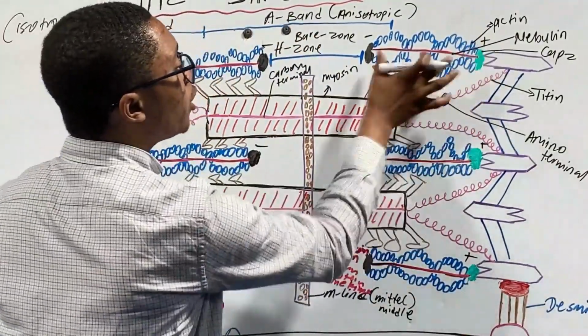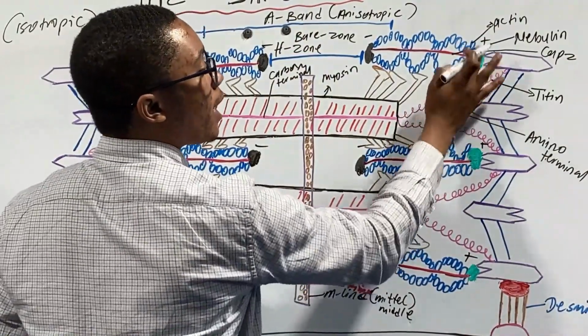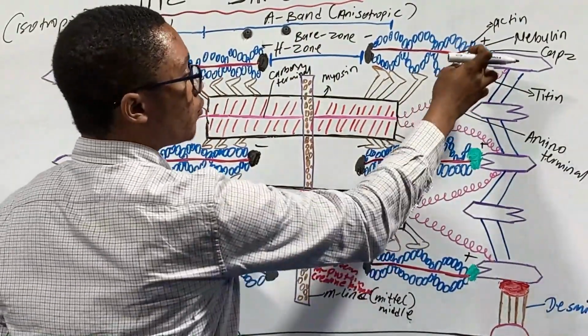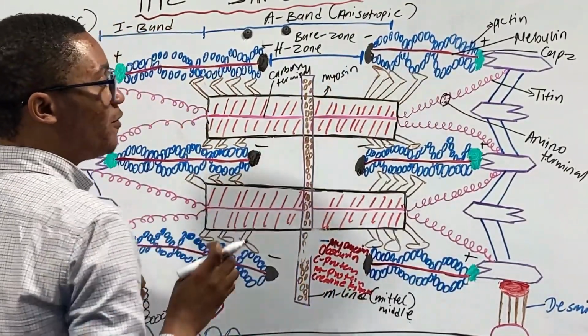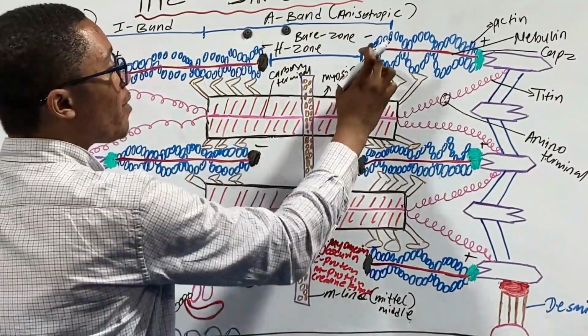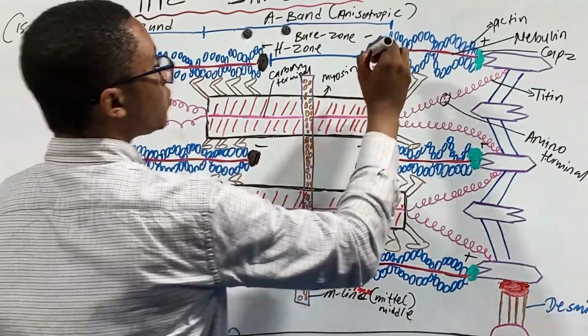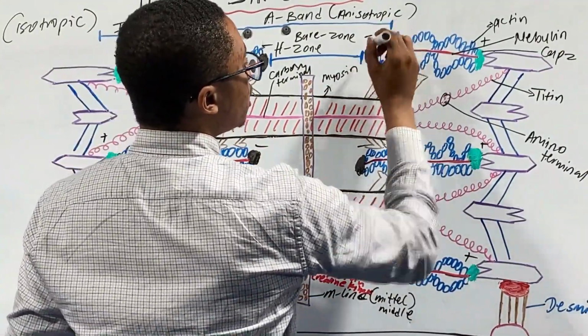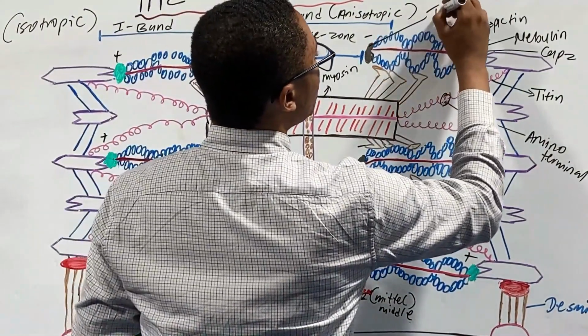At the positive end of this actin, CapZ covers the positive end. Why? I will tell you later on. Looking at the negative end, another protein known as tropomodulin covers the negative end. So this black protein here is known as tropomodulin.